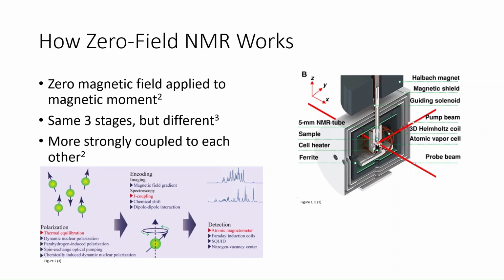Detection for zero-field NMR doesn't use Faraday induction coils because of the low frequency it operates at, and the Faraday coils aren't as sensitive as needed. Thus, zero-field uses non-inductive sensors.